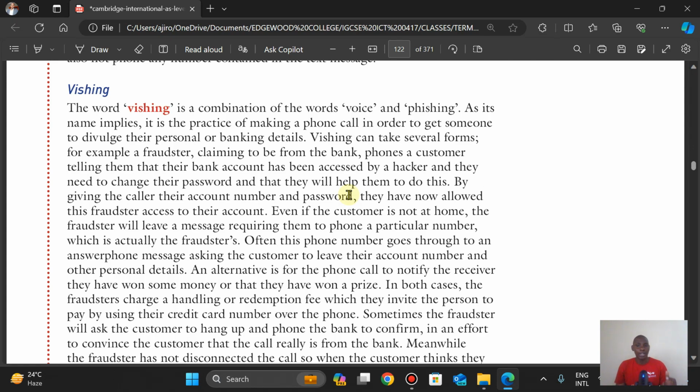Vishing can take several forms. For example, a fraudster claiming to be from a bank phones a customer telling them that their bank account has been accessed by a hacker. They need to change their password. They will help them to do this by asking the customer for their account number and password. They have now allowed the fraudster to access their account.